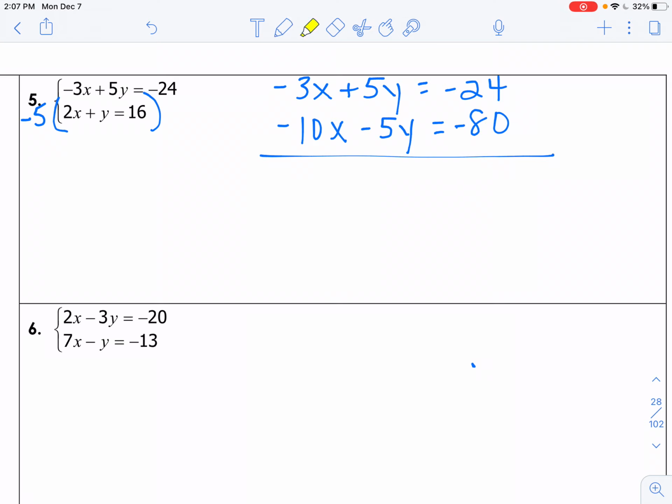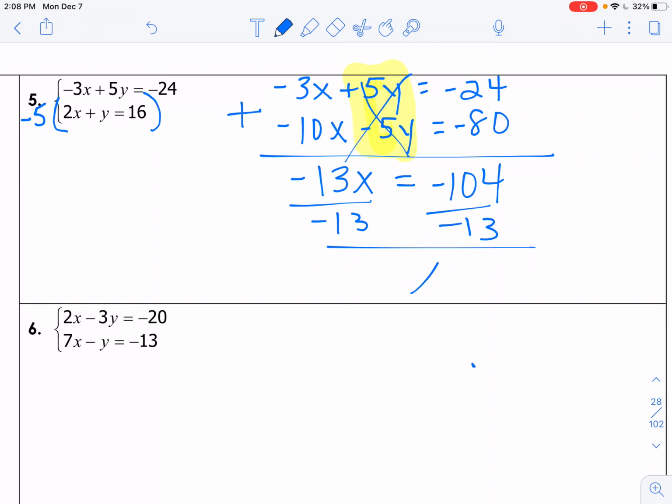Okay, I am eliminating these right here. Therefore, since they are opposite signs, I'm going to add. Negative 3 plus negative 10 is a negative 13x. Those eliminate. And we get negative 104. Divide by negative 13. Those cancel out. 104 divided by 13. Since both are negatives, it's going to give you a positive 8.